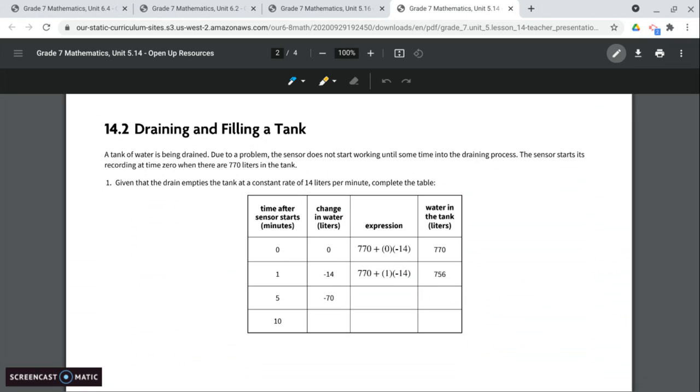A tank of water is being drained due to a problem. The sensor does not start working until some time into the draining process. The sensor starts its recording at time 0 when there are 770 liters in the tank. Given that the drain empties the tank at a constant rate of 14 liters per minute, complete the table.